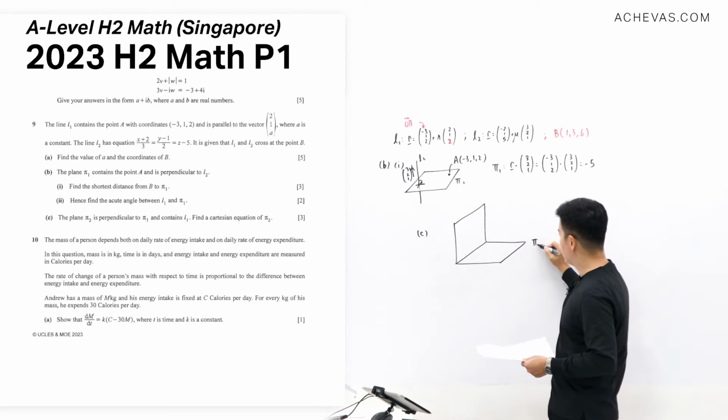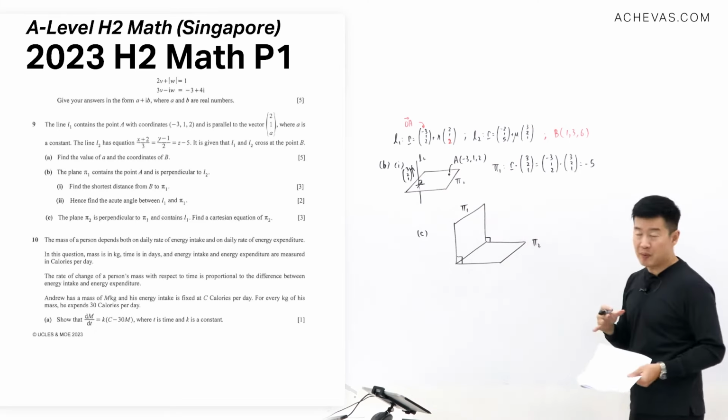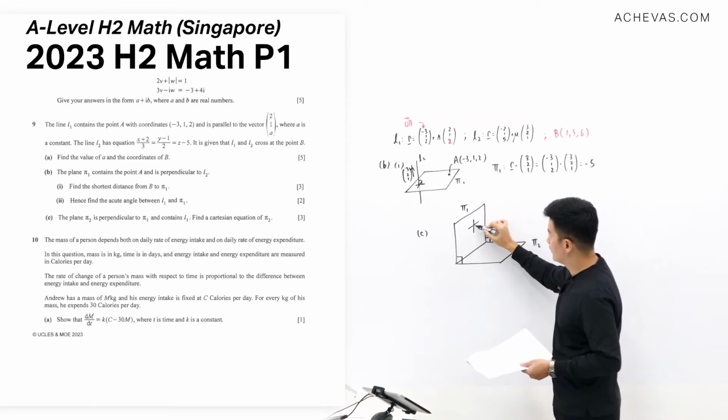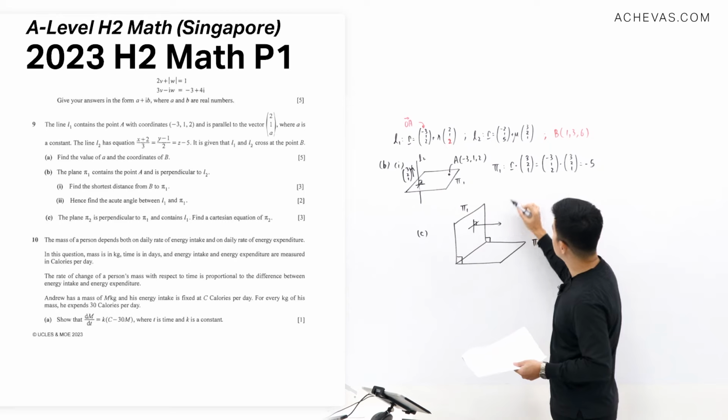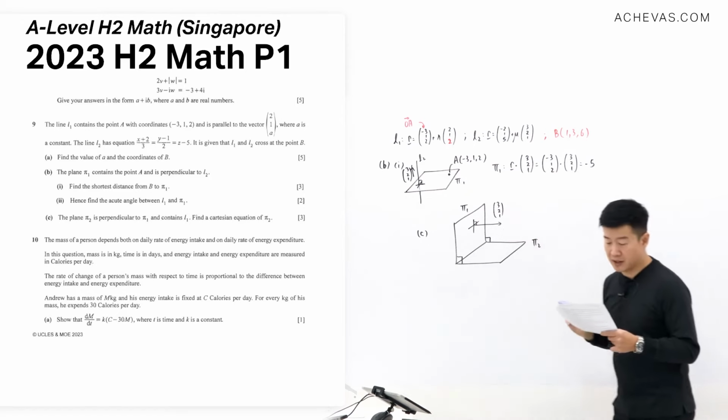Okay, if I were to call this pi 2 and if I were to call this pi 1, they are, first of all, perpendicular to each other. If they were to be perpendicular to each other, then the normal vector from pi 1, which is this (3, 2, 1), will be parallel to pi 2.